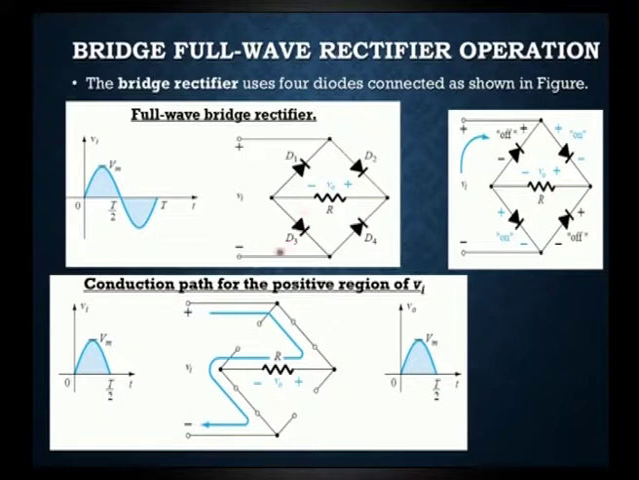Here also the same Vi input is given, and during the positive half cycle what will happen? During the positive half cycle the current will flow like this, because D2 and D3 will be in on condition during the positive half cycle. We can observe here. So, the polarities will be like this, Vi polarities will be in this fashion. So, here also positive comes.